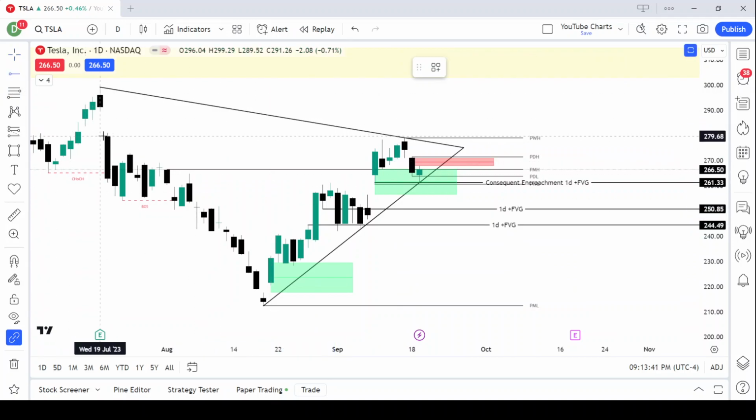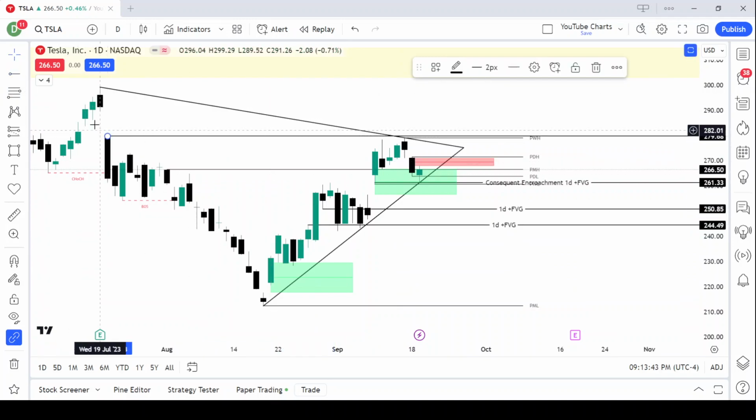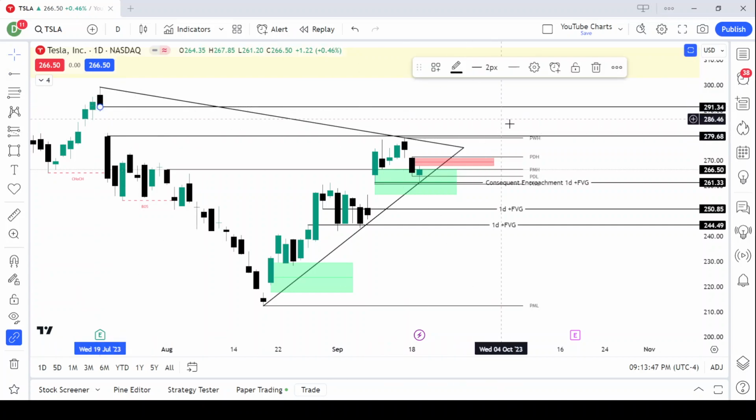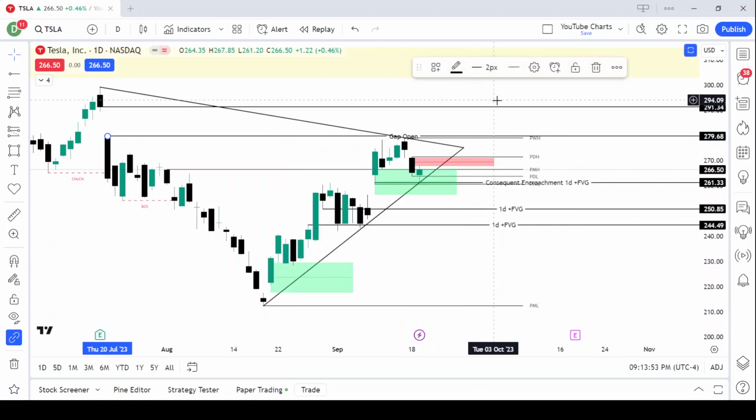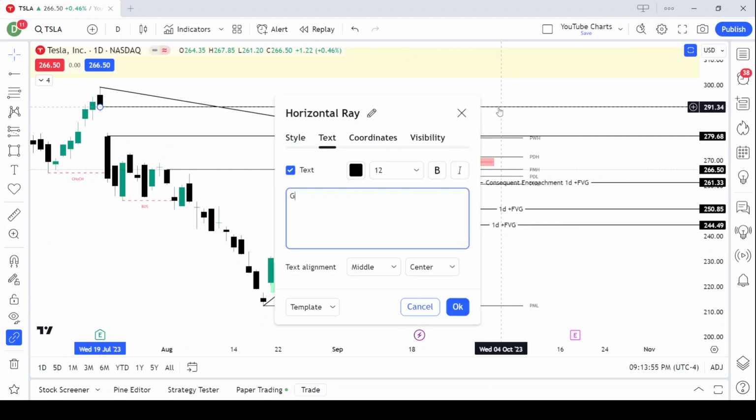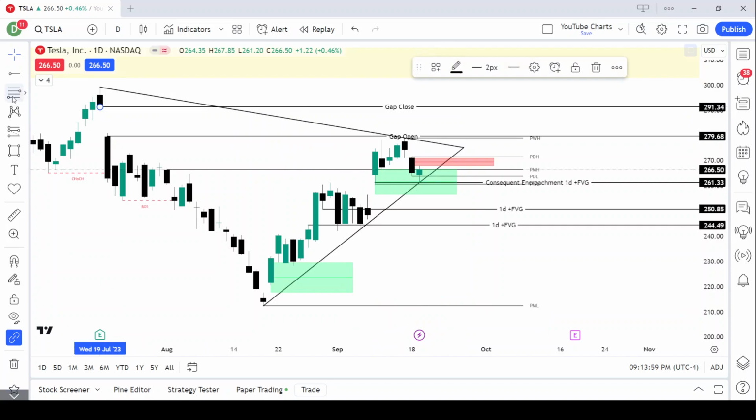Also, on the daily chart, we're going to note that we have a full gap here. We're going to annotate that with gap open, okay, gap close. And another thing I like to use is the 50% or the consequent encroachment of that gap. The consequent encroachment can be used for fair value gaps, daily gaps, or volume imbalances.